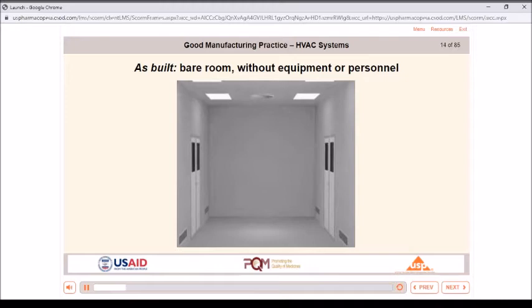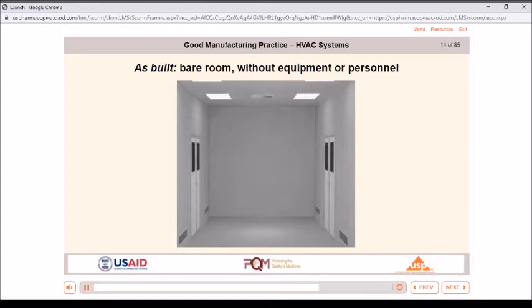As built: bare room without equipment or personnel. Grade A classification is the most stringent of all. It requires air in the immediate proximity of exposed sterilized operations to be no more than 3,500 particulates per cubic meter in a size range of 0.5 micron and larger when measured not more than 1 foot away from the work site and upstream of the airflow during filling-closing operations. This applies both at rest and in operation condition. Grade A areas are expected to be completely free from particles of size greater than or equal to 5 micron, both at rest and in operation condition.